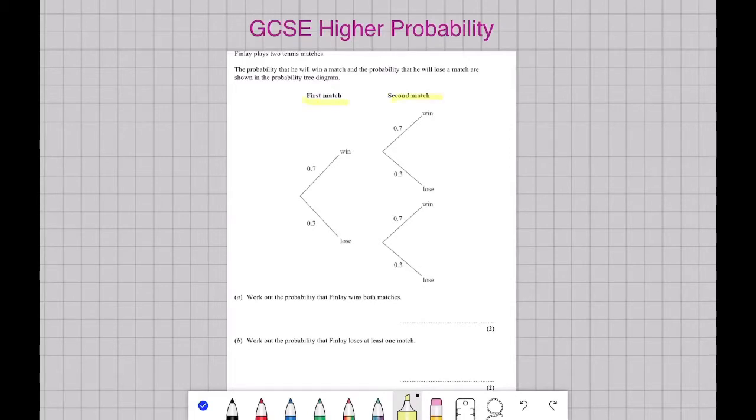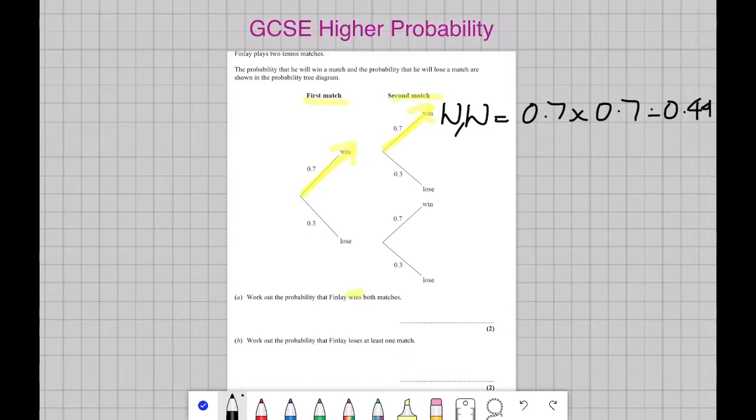The question asks us to work out the probability that Finley wins both matches. So that's that he wins the first one and wins the second one. So I'm going to go up the first branch, and then up the second one. As I'm going across, to work out the probability that he'll win and then win, I'm going to do 0.7 multiplied by 0.7. So times those two things together, and that gets me 0.49. So my answer to that first question is 0.49.